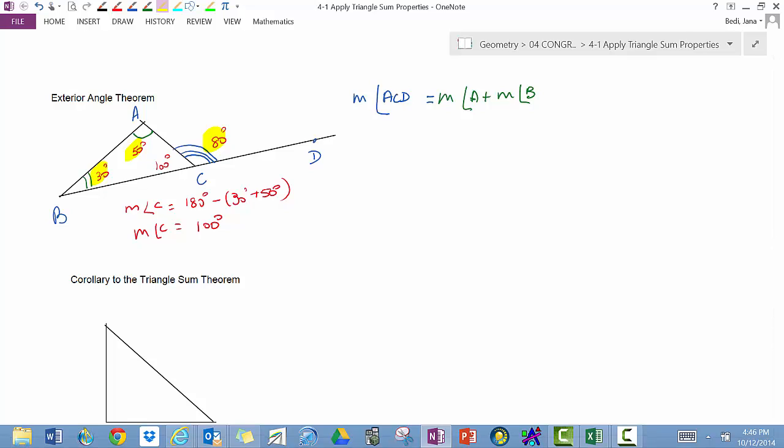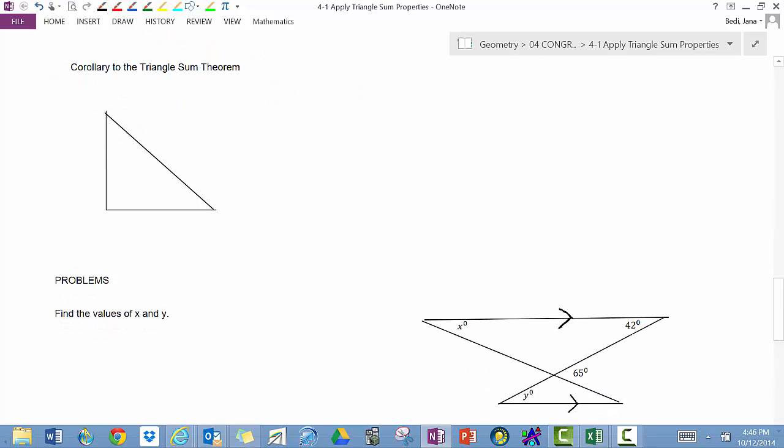The corollary to the triangle sum theorem pertains to right triangles. So let's mark this triangle as a right triangle. Let's call it triangle A, B, C. So if angle ABC is 90 degrees, it stands to reason that the measures of angle A and angle C are also going to be 90, because the three angles must add up to 180 degrees.